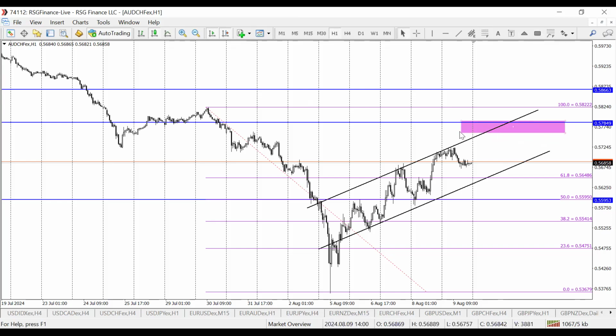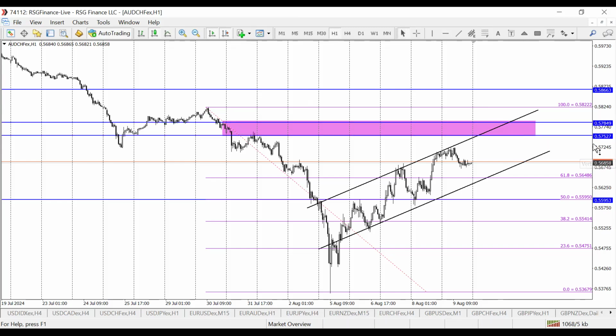Now take a look at this. This is giving us a nice technical structure. So around this level, where the last high we saw here, somewhere around the 0.5752. If we see price rally into this level, this would be a good place to look for short positions, probably in this case into the lower bound of this channel.